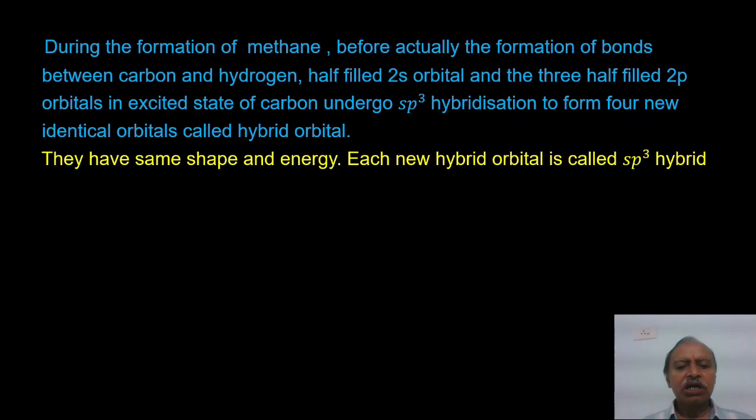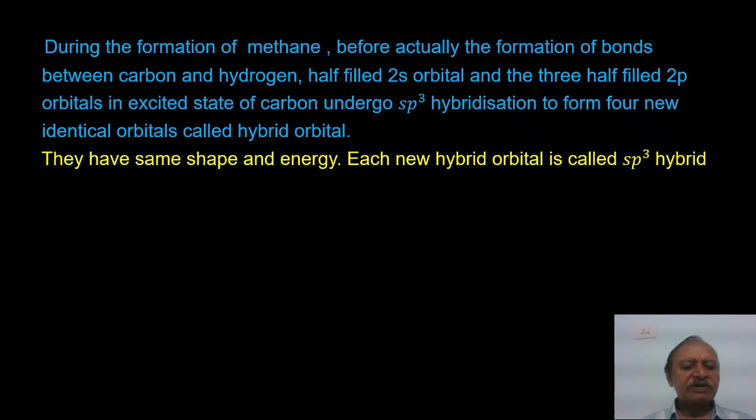One half-filled 2s orbital and three half-filled 2p orbitals mix with each other and form 4 new identical orbitals. Before mixing they have different shapes and energies, but after mixing the new orbitals formed are identical in all respects, that is, they have the same shape and the same energy. Four new orbitals are formed because four orbitals are mixing: 1 plus 3, so 4 new orbitals.